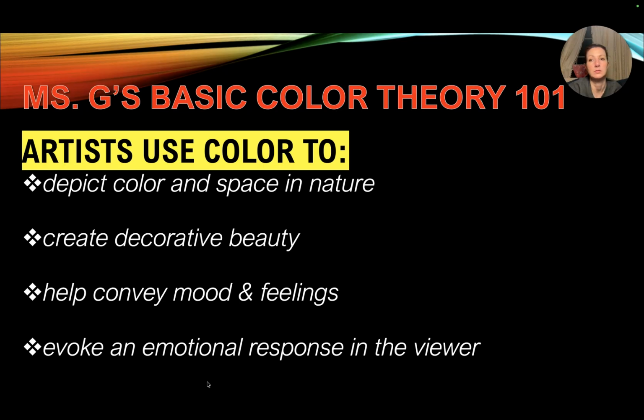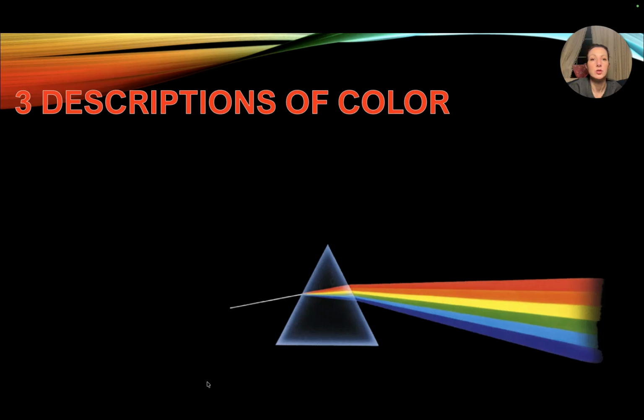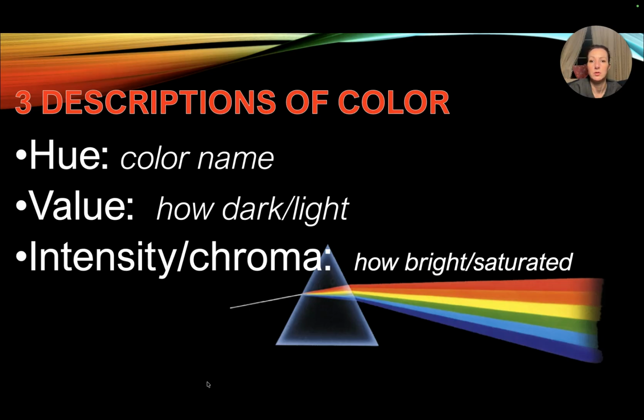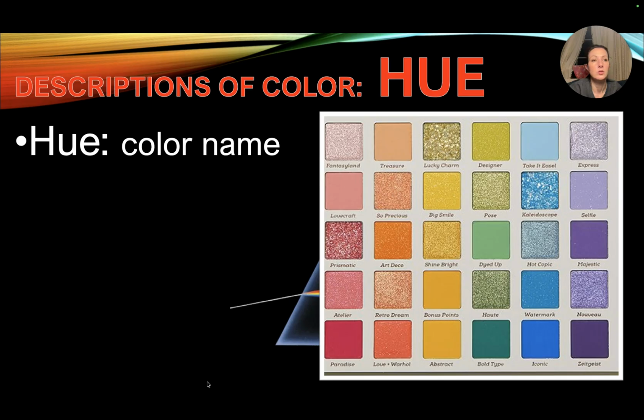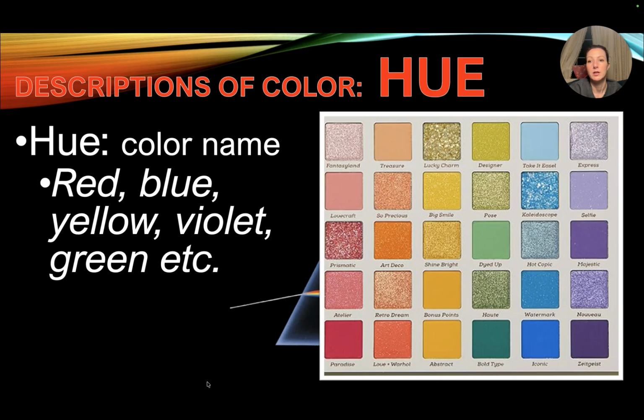that you'd like. Our three descriptions of color are hue, value, and intensity or chroma, which is how bright or saturated the color is. So hue is just simply another word for the color name. So red, blue, yellow, violet, green. So if I say the color red or the hue red, that means the same thing.